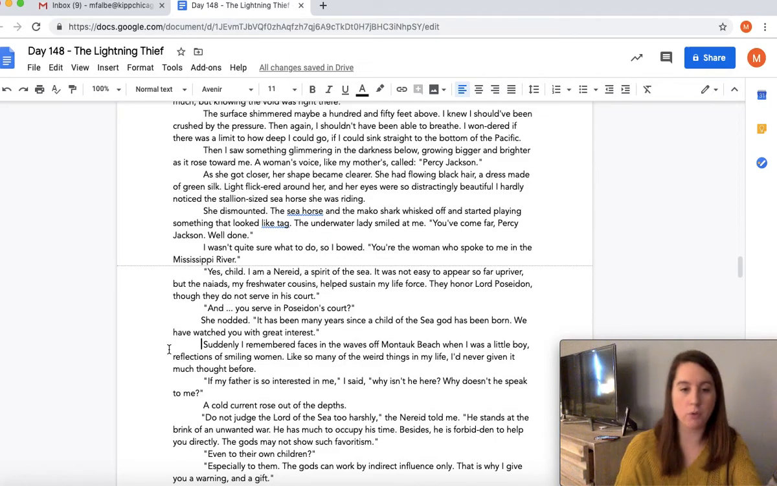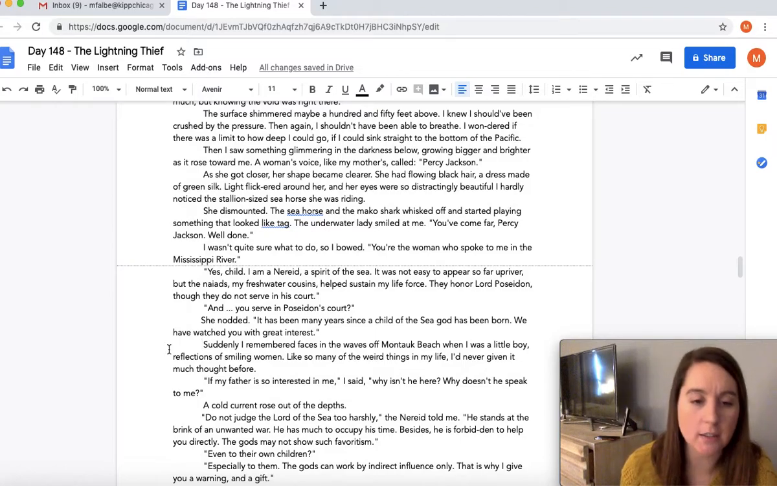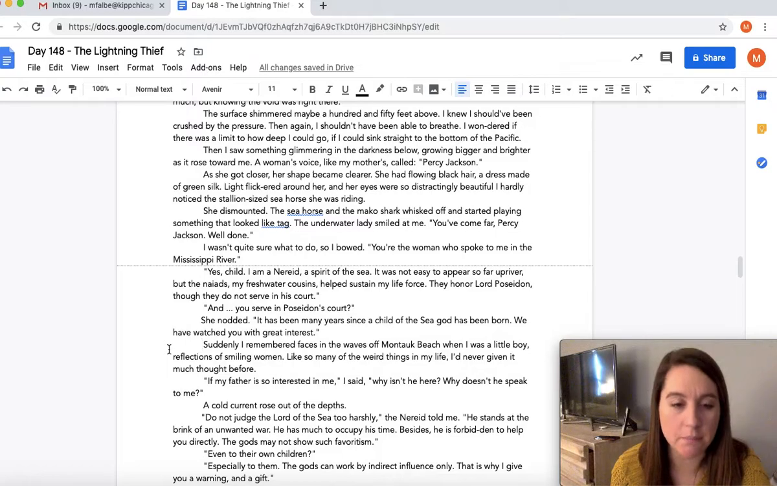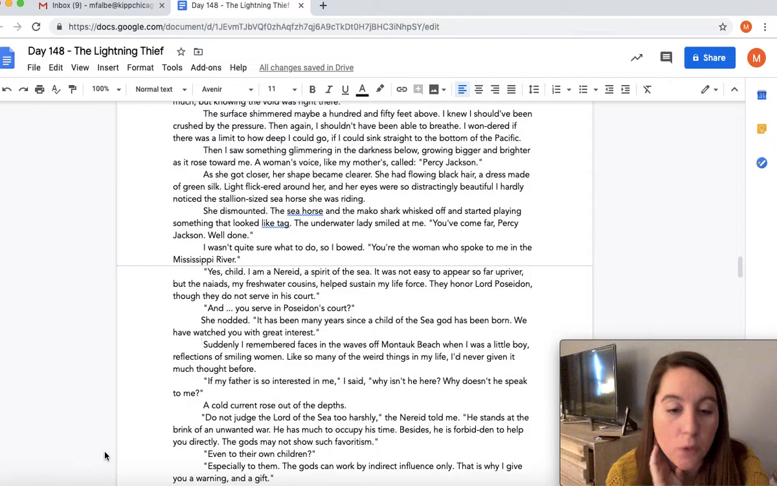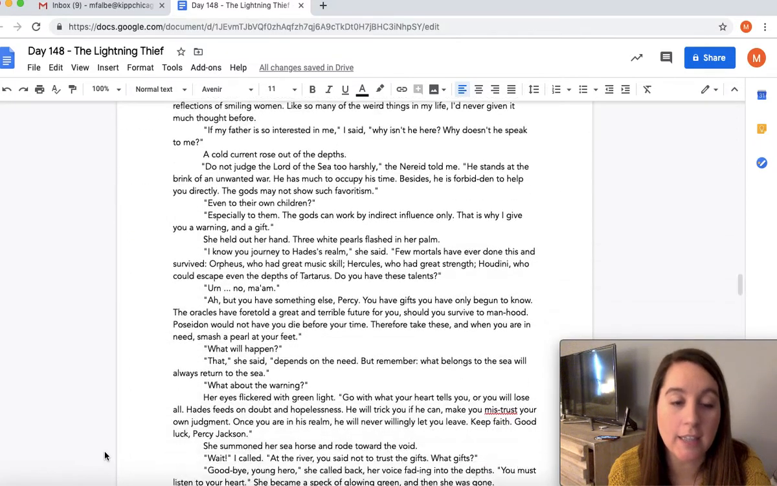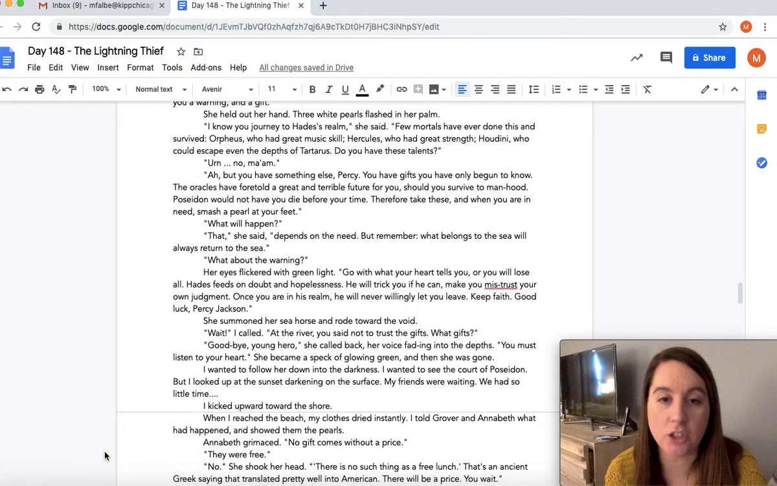A cold current rose out from the depths. "Do not judge the Lord of the Sea so harshly," the Nereid told me. "He stands at the brink of an unwanted war. He has much to occupy his time. Besides, he is forbidden to help you directly. The gods may not show favoritism, even to their own children, especially to them. The god can work by indirect influence only. That's why I give you a warning and a gift." She held out her hand. Three white pearls flashed in her palm.